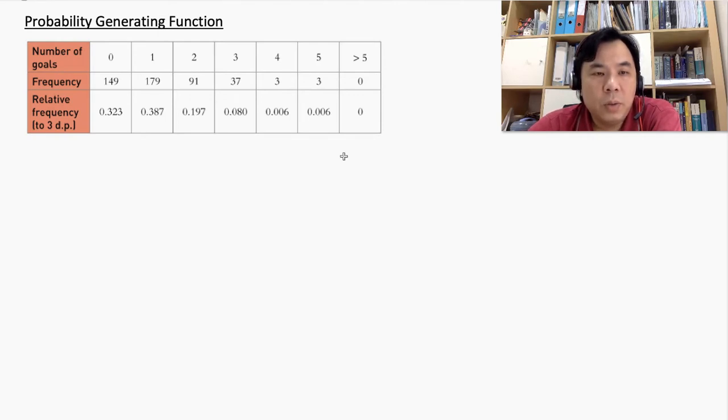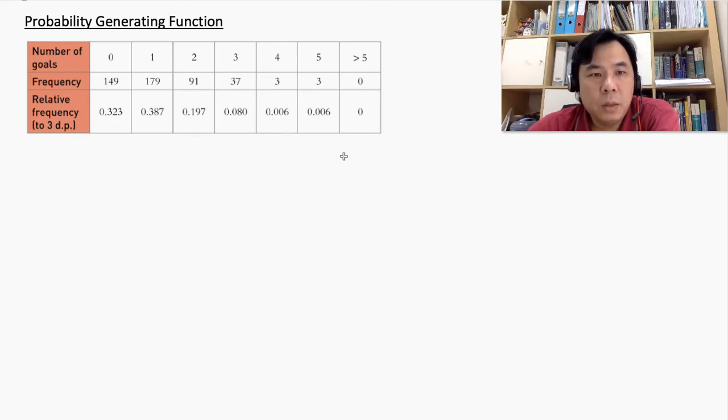Now the number of frequencies, how many times they don't get a goal, that would be 149, and then getting one goal is 179, and so on and so forth. Right now the chance of getting five goals and above is zero. So we can say that it's impossible to actually witness the team achieving more than five goals here.